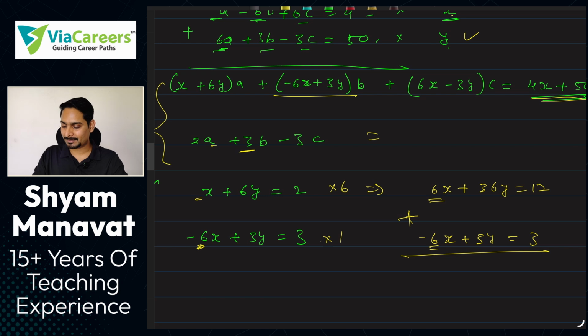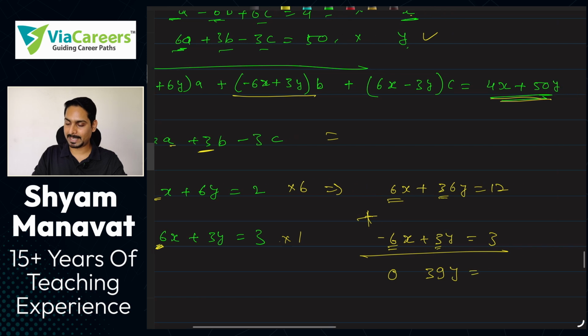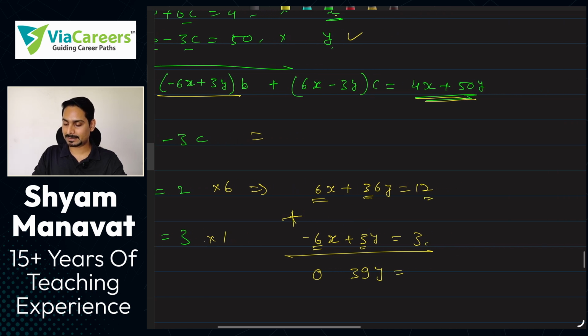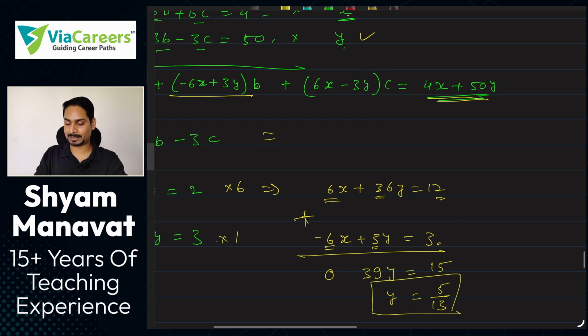Okay, now simplify. So this will get 0, and here 36 plus 3 is what? 39, and here it is y. This is 12 plus 3, which is 15. Now maximum you can cancel this by 3. So you get 3 5s are 15 and 3 13s are 39. Okay, so y you got as 5 by 13.